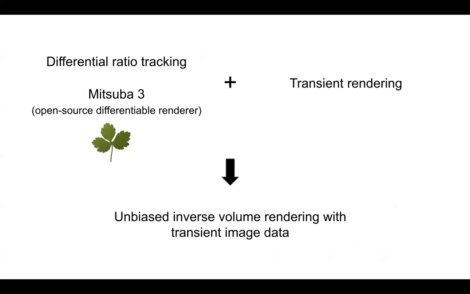The existing implementation of differential ratio tracking is built on top of Mitsuba 3, which is an open source differentiable renderer. For my project, I added support for transient image data to this renderer so that we can perform unbiased inverse volume rendering with transient image data.